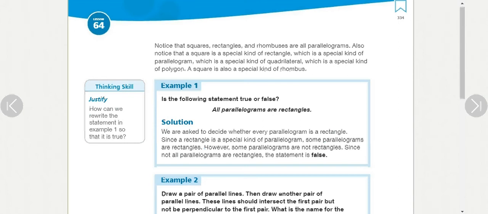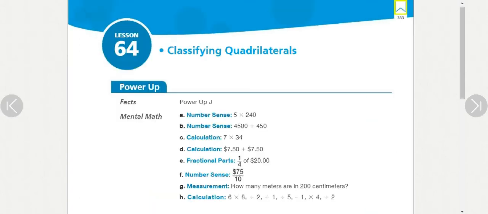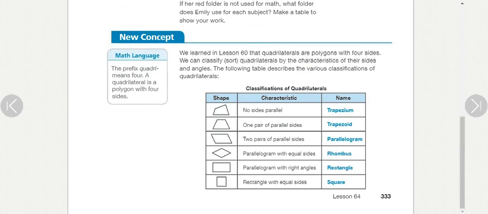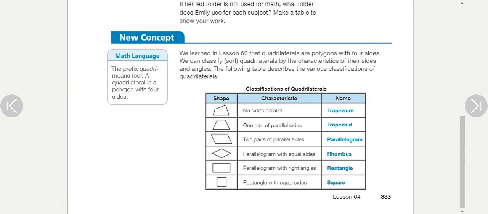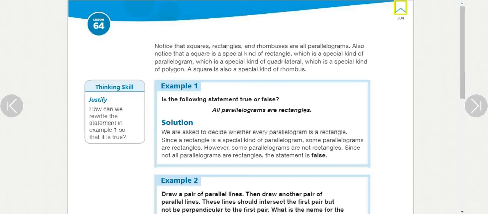How about the question, example 1, page 334. Is this true or false? All parallelograms are rectangles. You'd have to look back at the chart if this was in your homework and think, all parallelograms, all of them are rectangles. A rectangle is a parallelogram with right angles. Well, we're literally parallelograms in the definition, so I have to say true.